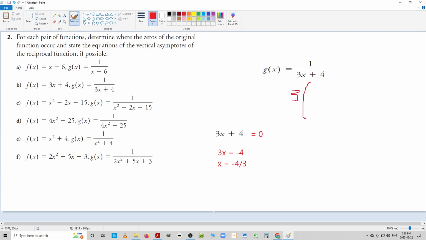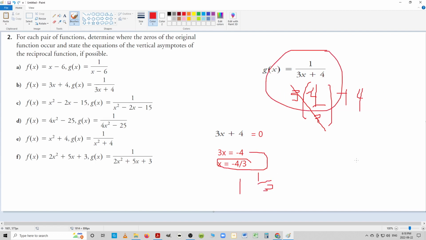Okay, what happens when x is minus 4 over 3? The 3's cancel. I get minus 4 plus 4, which of course is 0. So that means x cannot be negative 1 1/3, which means for this one, I'm going to have a normal reciprocal, except the whole thing shifts to the left 1 1/3. X cannot be negative 1 1/3.